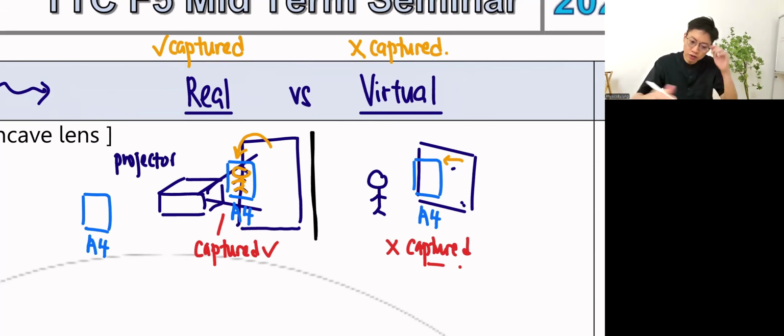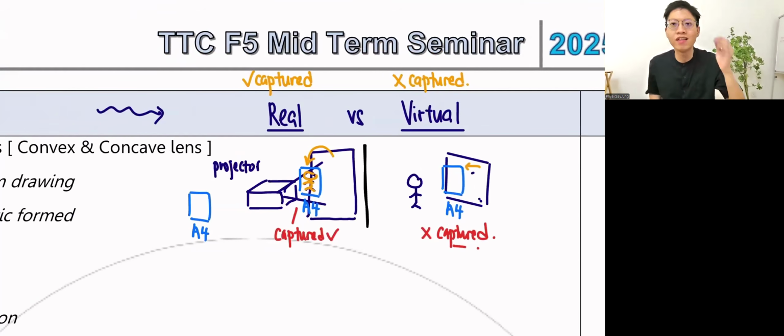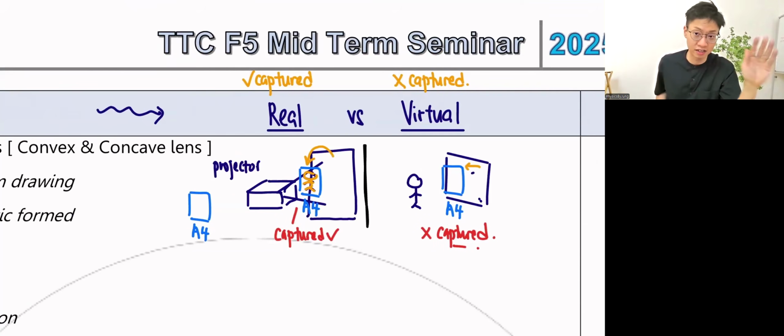Okay. Now, if you know how to check what is captured and what cannot be captured, okay, then only you can start to learn what is light. If you don't know what is real and virtual, you cannot learn light first. Okay, so now let's continue.